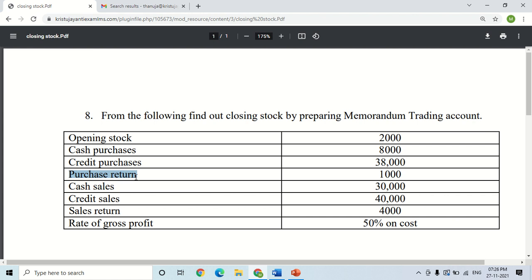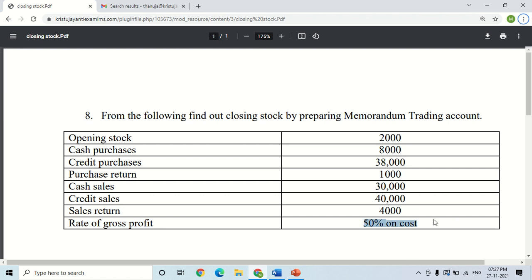Now purchase return. When a purchase return happens, the total value of purchases will reduce. So purchase returns must be deducted from the total purchase value. The next are cash sales as well as credit sales. When we sell something, we receive cash, and that's a kind of income for us. So all income we will record on the credit side of the trading account. Now sales returns is given. The returns will of course reduce the total sales value, so we deduct it from the total sales.